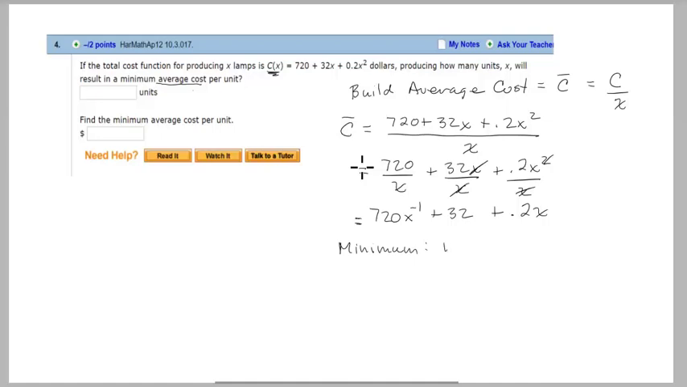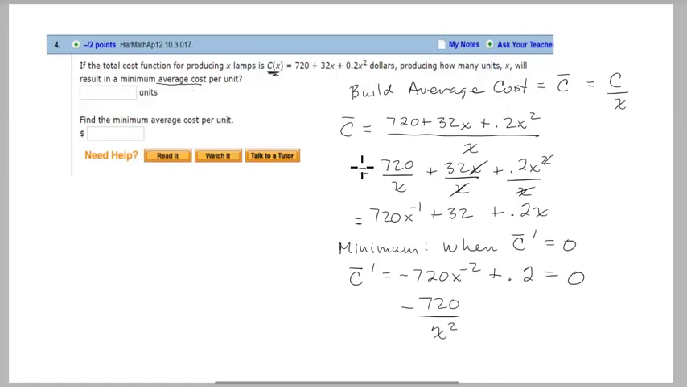and the minimum will happen when the slope, which is the derivative, C bar prime, is equal to 0. So I take the derivative of the function that I built: negative 720 x to the negative 2. The 32 goes out, plus 0.2, and I set that equal to 0. And now I'm faced with an algebra issue. How do you solve this?